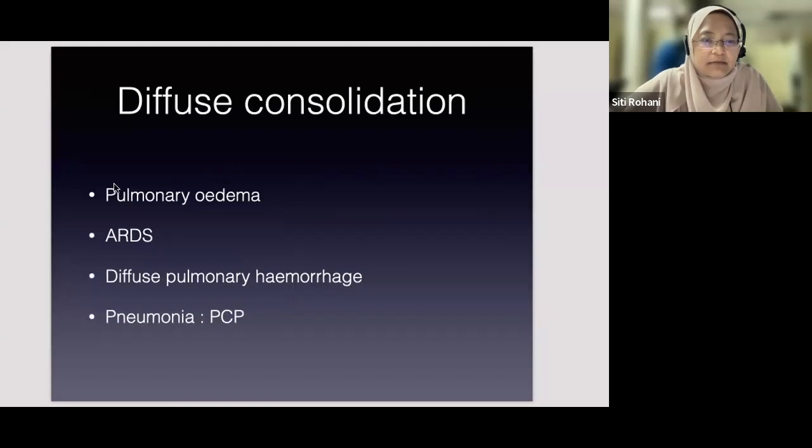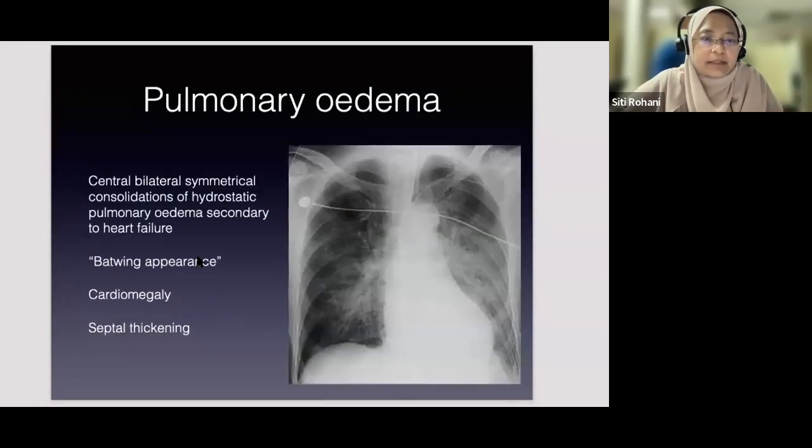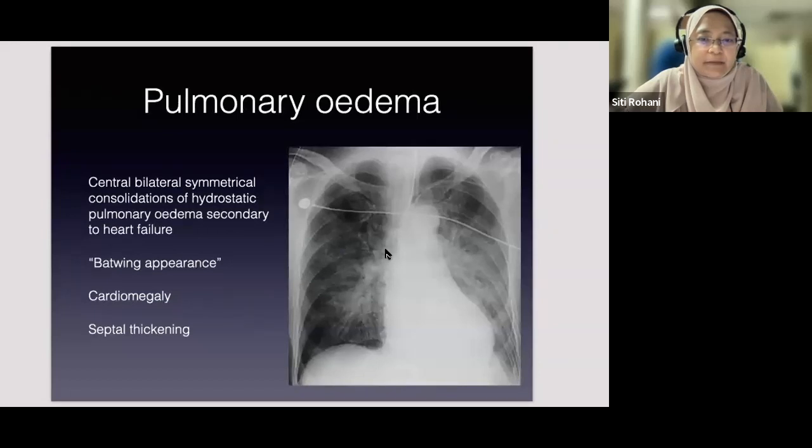Diffuse consolidation, these are the differentials. You can see bilateral diffuse consolidation can be caused by edema, ARDS, diffuse pulmonary hemorrhage, and diffuse pneumonia. Diffuse pulmonary edema, I'm sure you're already familiar, is bilateral, symmetrical, and central consolidation with a bat-wing appearance. Bat-wing appearance represents the central consolidation in the hilar region there.